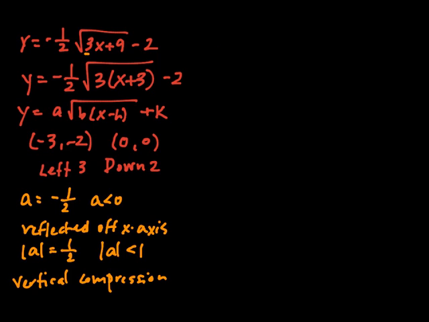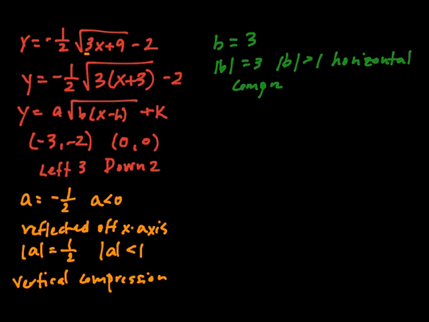Just kidding. Okay, let's look at the b value. The b value is 3. It's not less than 0, so it does not reflect off the y-axis, but the absolute value of b equals 3, and the absolute value of b is greater than 1, so it is a horizontal compression. Remember, compression means narrow, and stretch means widen.